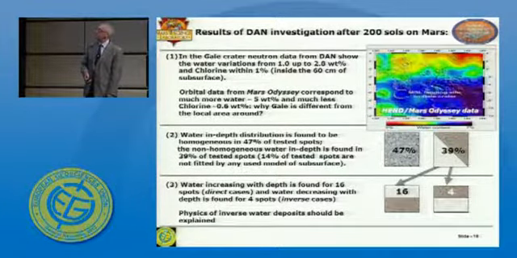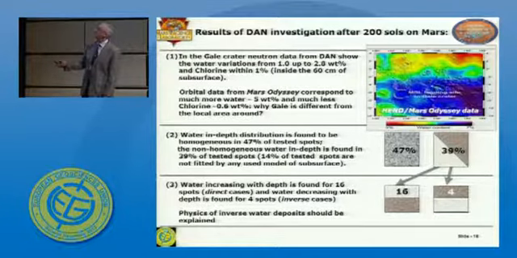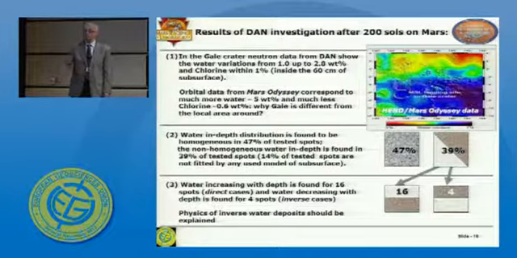So first, we have these estimations of water along the 700 meters of the traverse of Curiosity, between 1 and 3%, together with the average chlorine, about 1%. And these are average values for depths of about 60 centimeters, the depth of penetration of our neutrons.